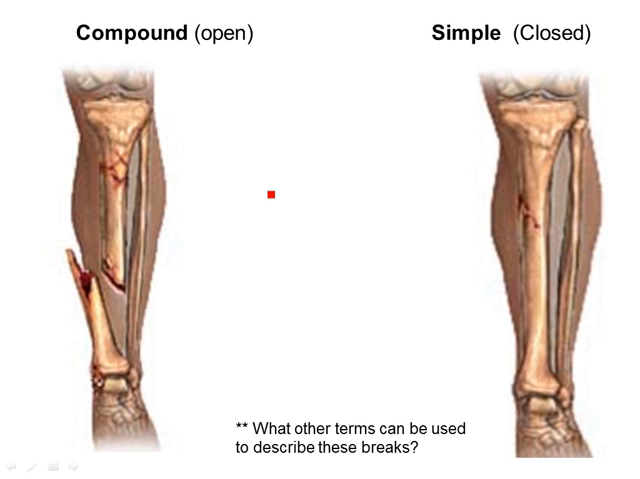So here's an example of a compound break. You can see that's a spiral break. Okay. Here's an example of a closed break. Now, what other terms can you use to describe this break? It's compound. It's also open, because some people use compound, some people use open. It's spiral. It's complete.